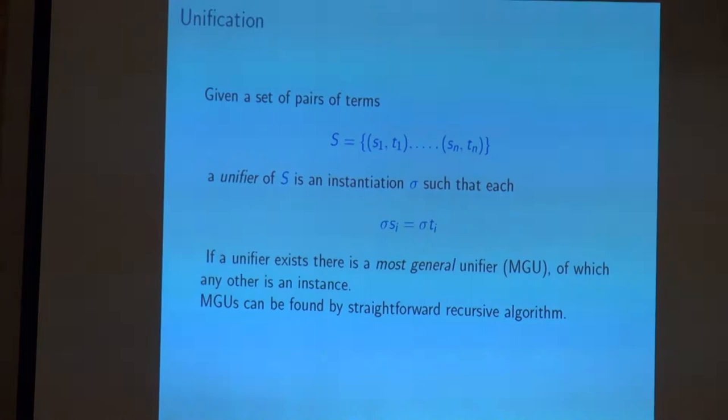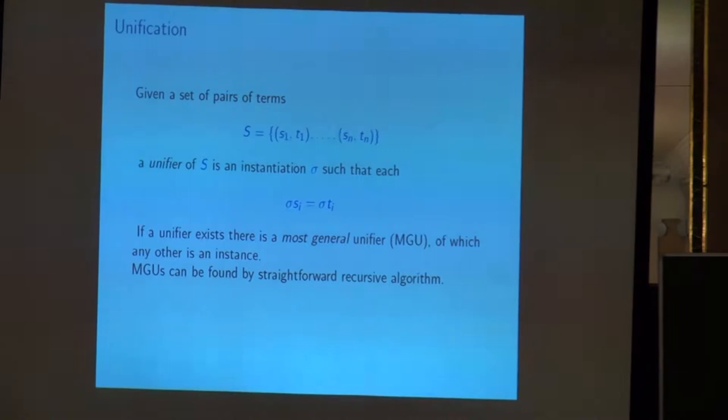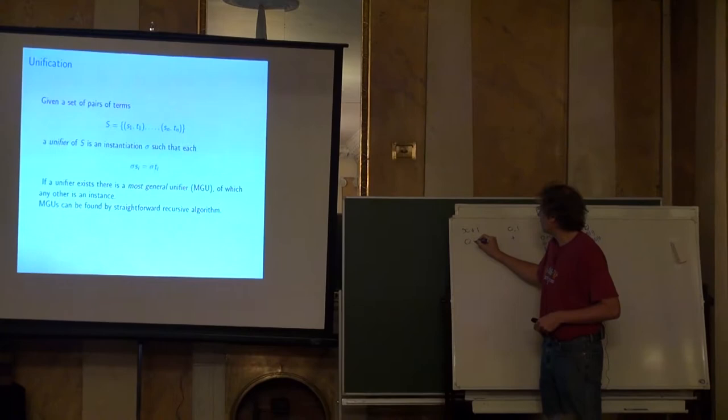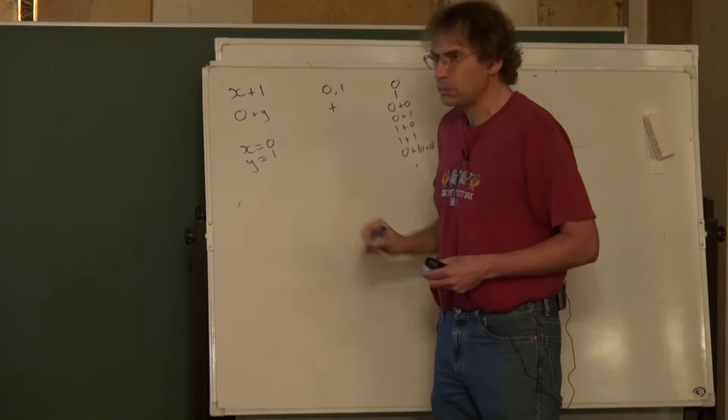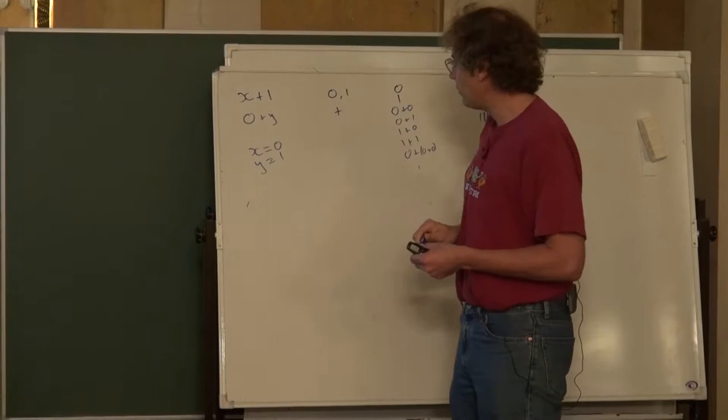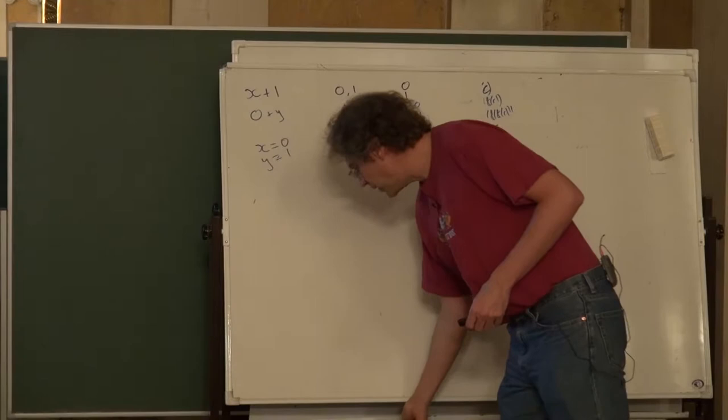For example, if you have the terms x plus 1 and 0 plus y, then one possible unifier is to set, for example, x to be 0 and y to be 1. Because if you do that, those terms end up being equal. And in fact, in this case, I guess that's the only choice you have. In general, it's not the case that you only have one choice.